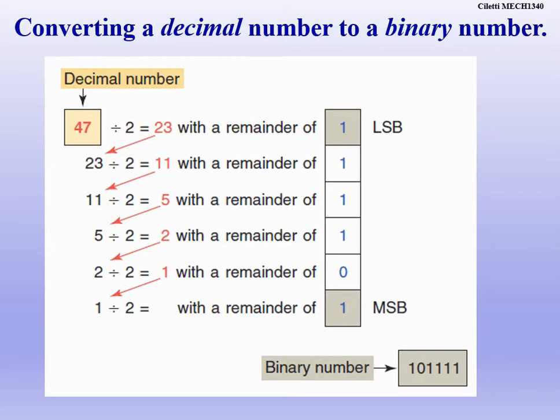So once we've done all this out, we have to write the number from our most significant bit to our least significant bit. If you write it backwards, you're going to be incorrect. So we have to write this out as 101111. All right, so there's how we go from a decimal to a binary number.